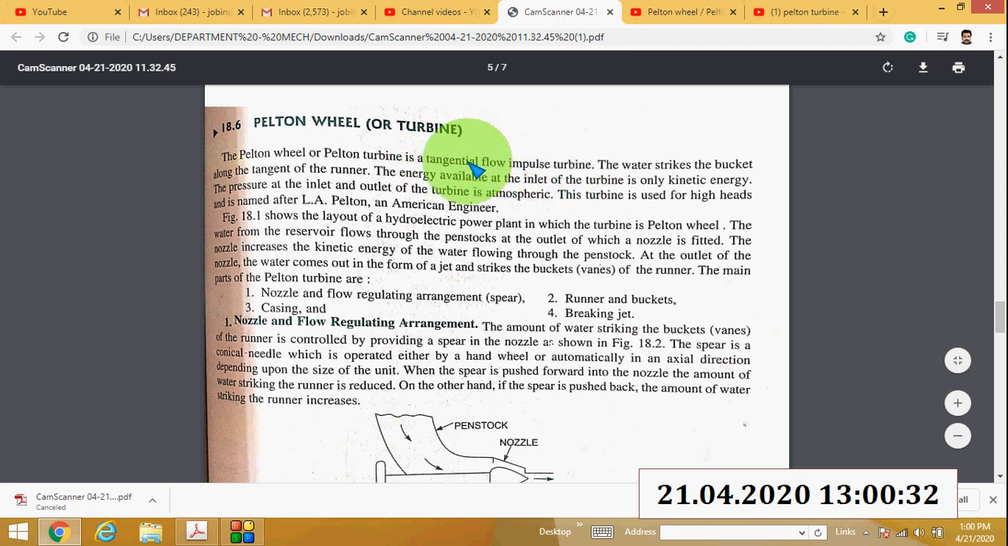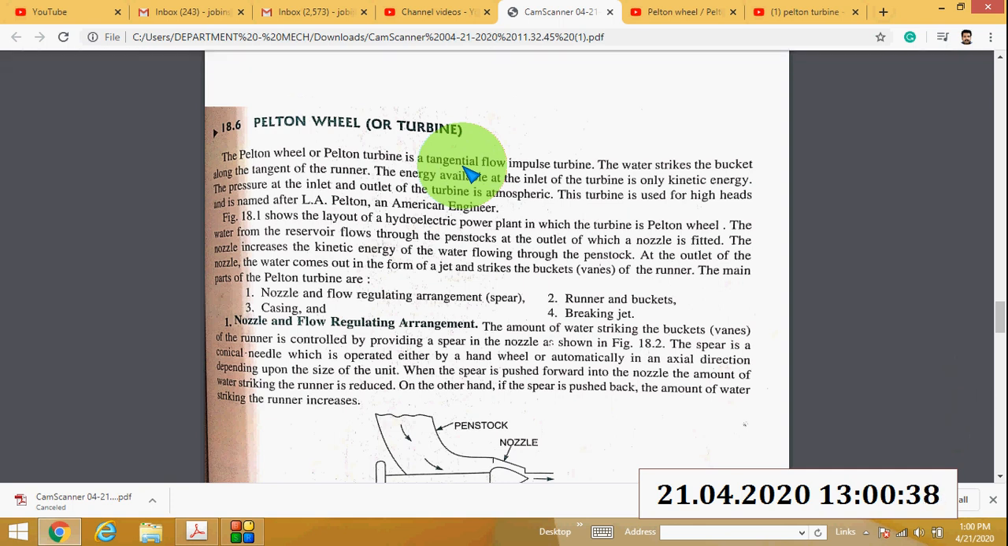Tangential flow means the water strikes the bucket along the tangent of the runner. Impulse turbine means the energy available at the inlet of the turbine is only kinetic energy. So the Pelton wheel is called a tangential flow impulse turbine. The pressure at the inlet and outlet of the turbine is atmospheric pressure, and this turbine is used for high heads. It is named after L.A. Pelton, an American engineer, who discovered this Pelton turbine.